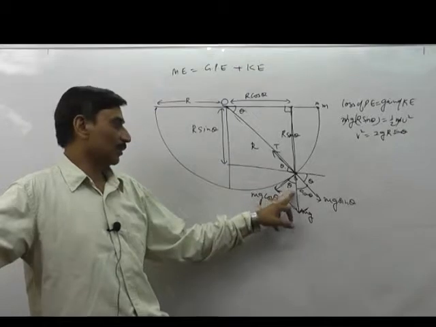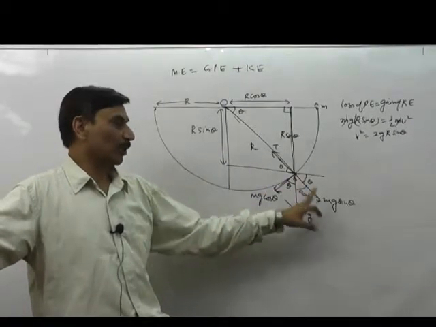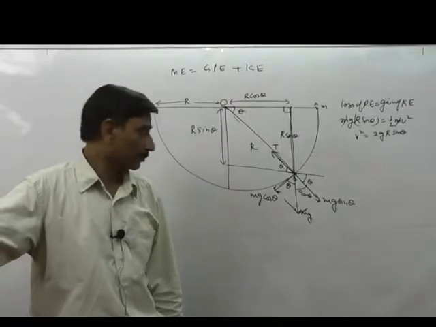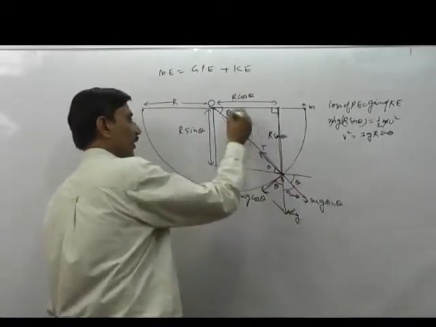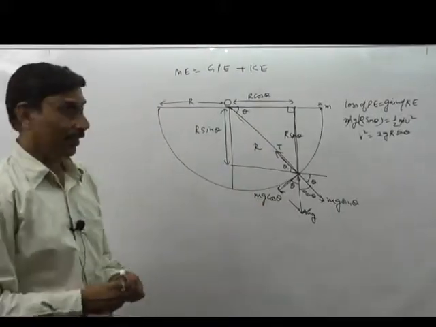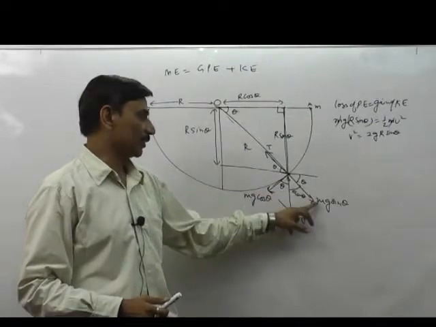So this is theta, and this is mg. This component is going to be mg cos theta. This component is going to be mg sin theta, right? So over here, I observe what forces are acting along the radius. Along the radius, there are two forces acting: one is P this way, the other is mg sin theta this way.